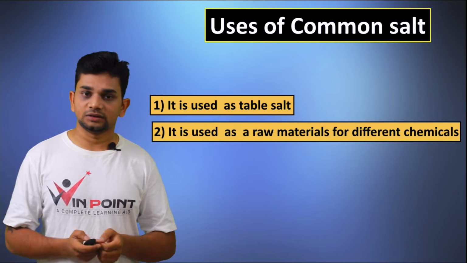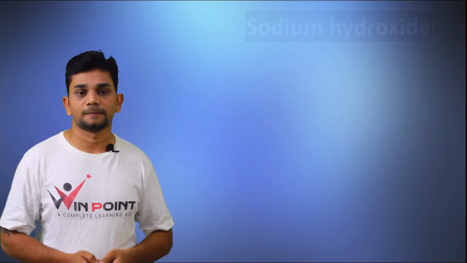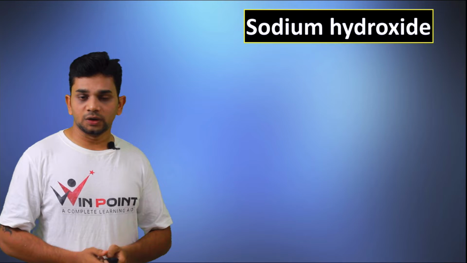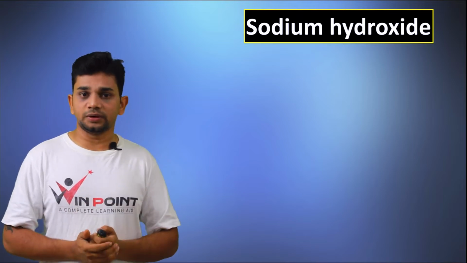Now we can discuss that. How we can use this sodium chloride as a raw material for different chemicals. Sodium hydroxide. We are going to discuss the preparation of sodium hydroxide, and we are going to discuss the uses of sodium hydroxide. Preparation. The method is known as chlor-alkali process.